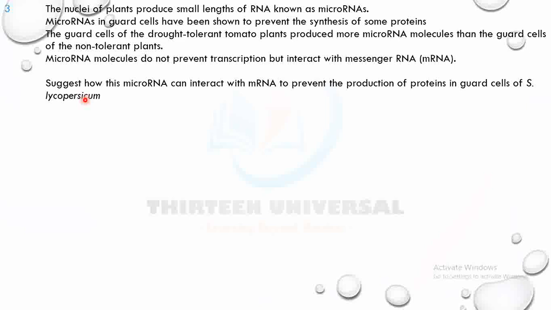Remember they said here that microRNA molecules do not prevent transcription, but interact with messenger RNA. So that means it can bind to messenger RNA. The bases of microRNA are complementary to the bases on messenger RNA. So immediately after messenger RNA is formed by transcription, microRNA binds to it by complementary base pairing. When it binds, there are consequences, and that's what we're looking at here: how this prevents the production of protein.